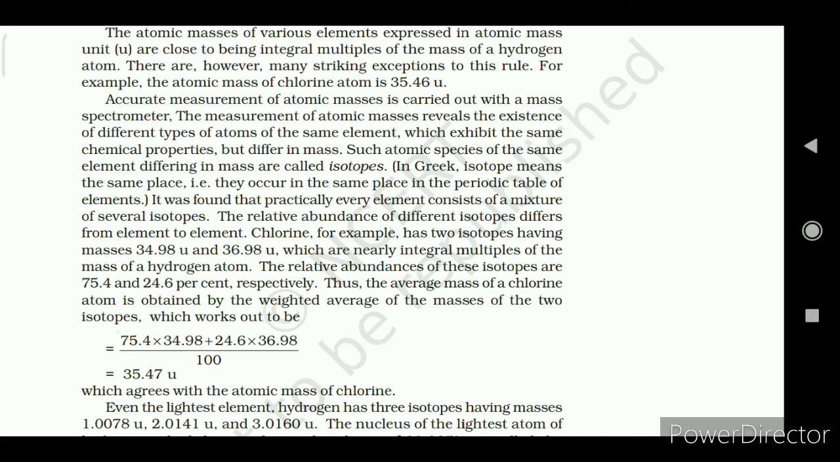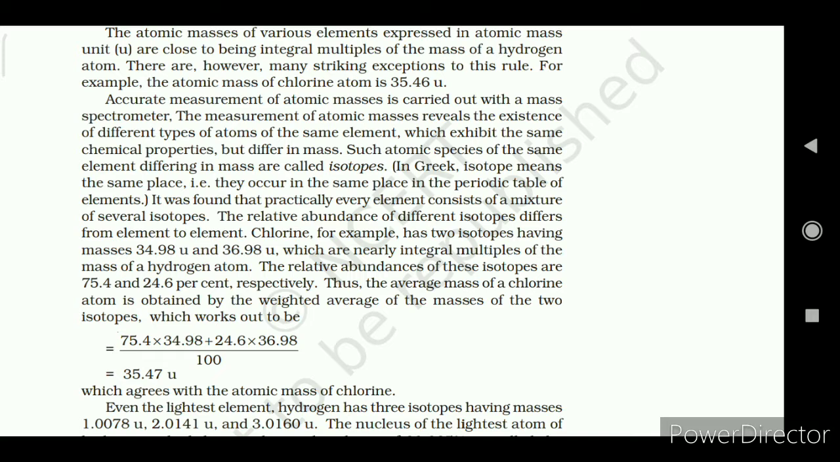Even the lightest element, hydrogen, has three isotopes having masses 1.0078 u, 2.0141 u, and 3.0160 u. The nucleus of the lightest element, hydrogen, which has a relative abundance of 99.985%, is called proton. The mass of proton is equal to 1.00727 u, which is equal to 1.67262 into 10 to the power minus 27 kg. This is equal to the mass of the hydrogen atom minus the mass of a single electron.